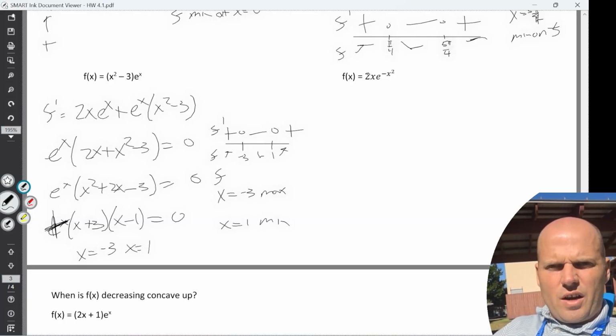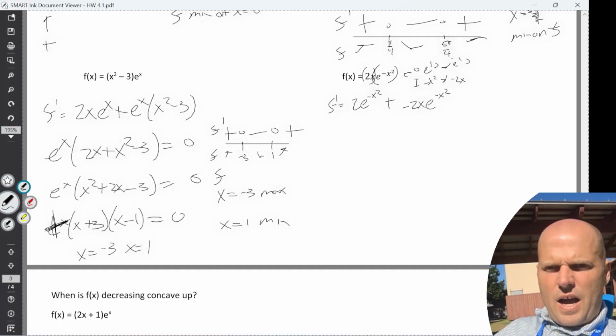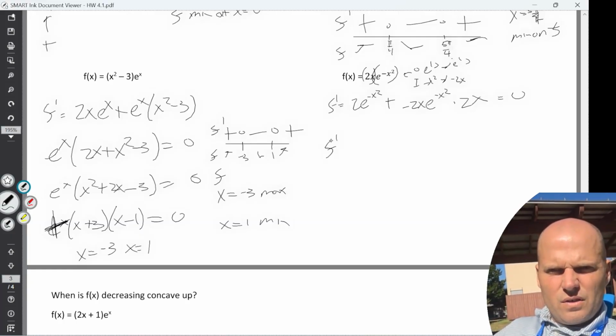All right, this one's a little trickier. Slopes of the first times the second plus the slopes of the second involve a chain, so use the chain rule correctly. Slopes of the second times the first. We need to set this equal to 0. We need to factor to solve.